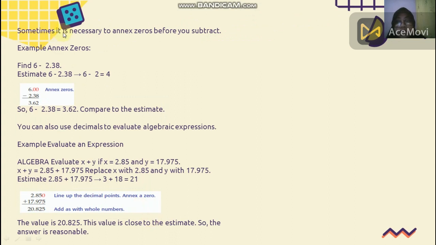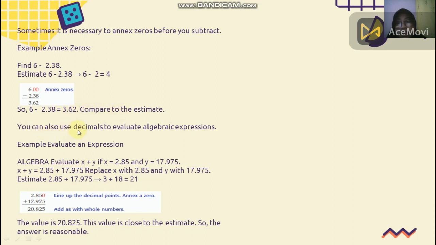Sometimes it is necessary to annex zeros before you subtract. Example, annex zeros. Find 6 minus 2.38, estimate 6 minus 2.38 becomes 6 minus 2 is equal to 4. So 6 minus 2.38 is equal to 3.62 compared to the estimate.